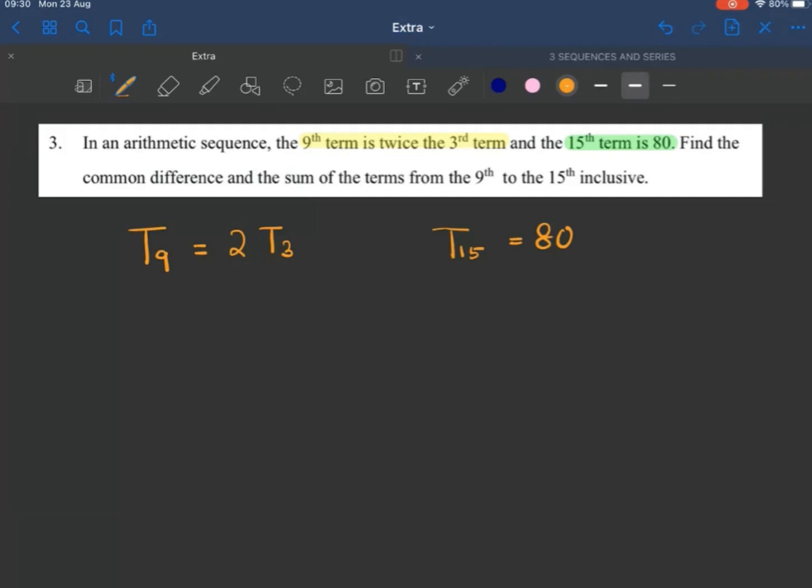Find the common difference and the sum of the terms. Common difference. Okay, ini apa yang kita ada lah. So the question asks for D, common difference. Okay, ini apa pula ni? Sum of the terms from the 9th to the 15th, inclusive. Apa yang kamu nak cari?